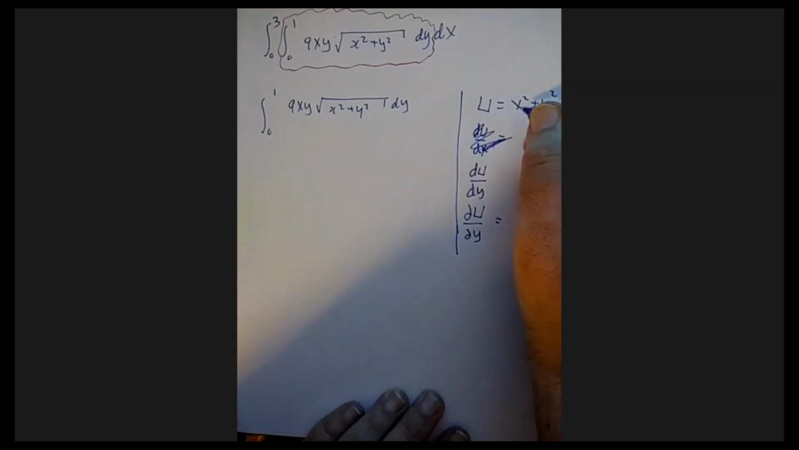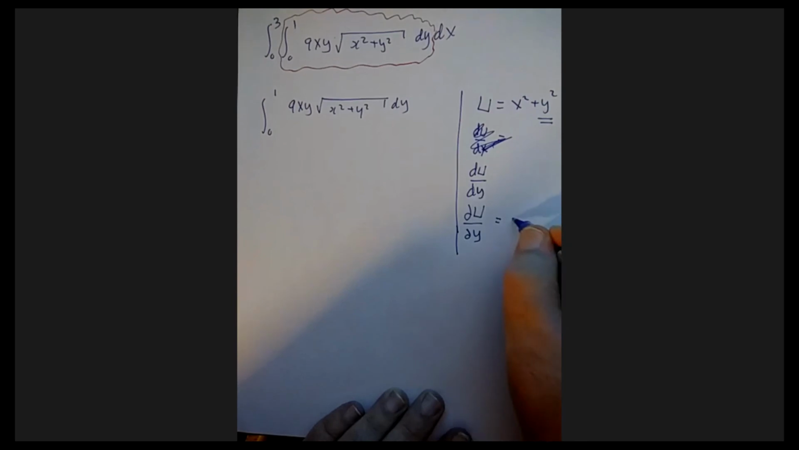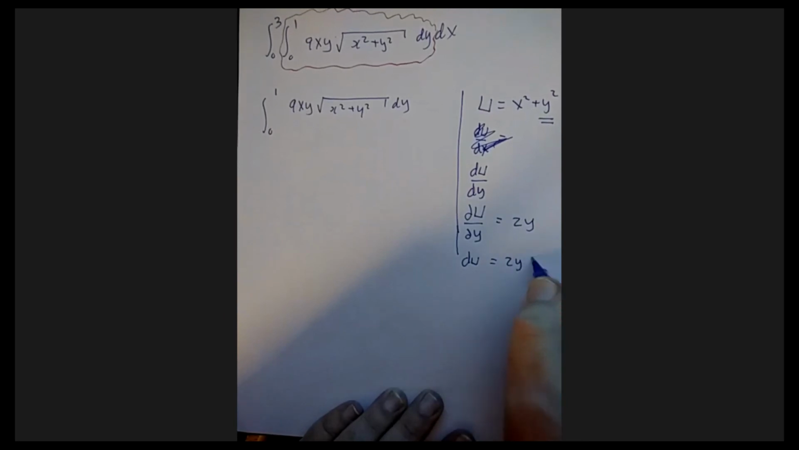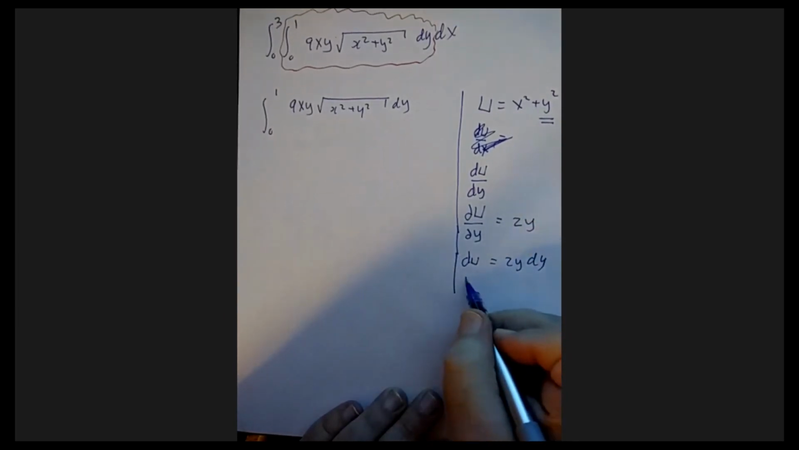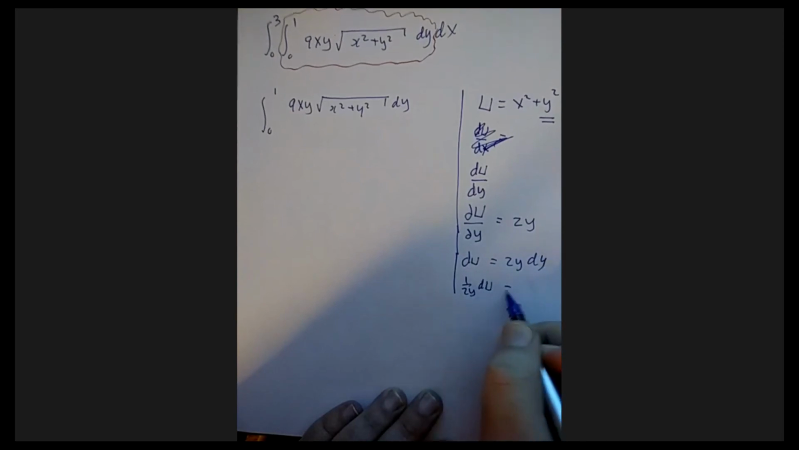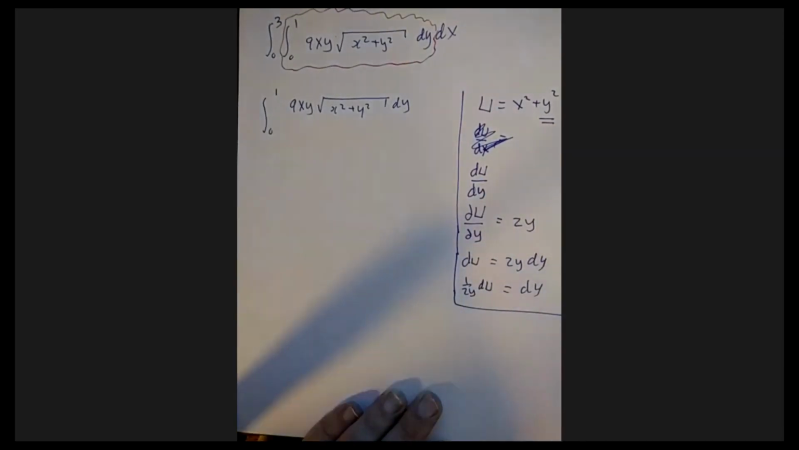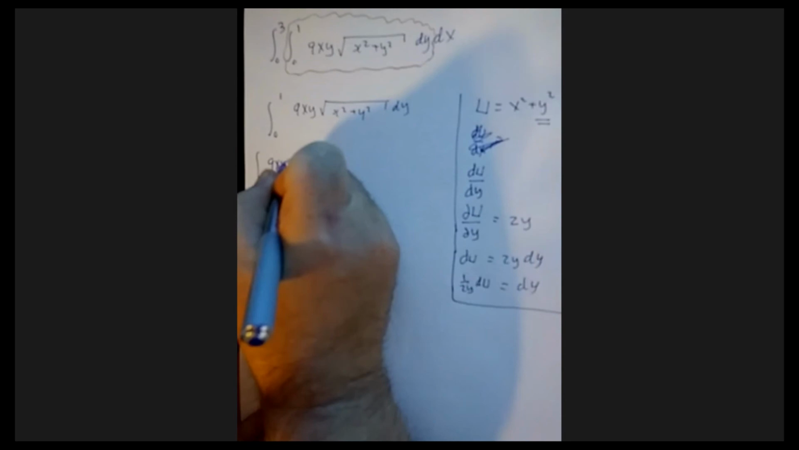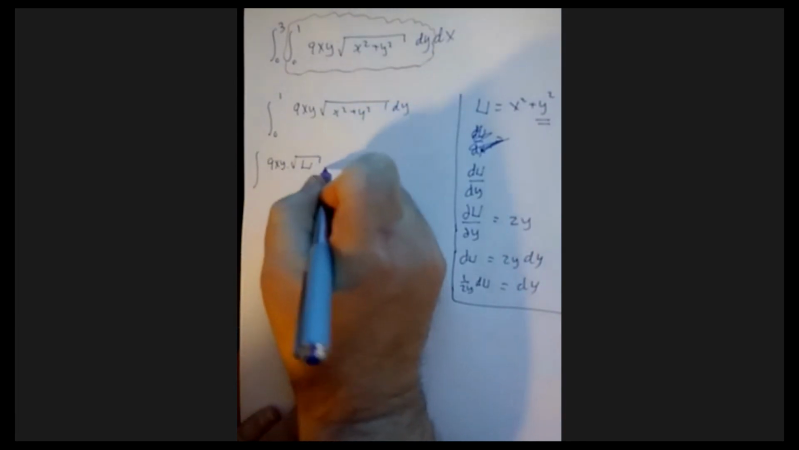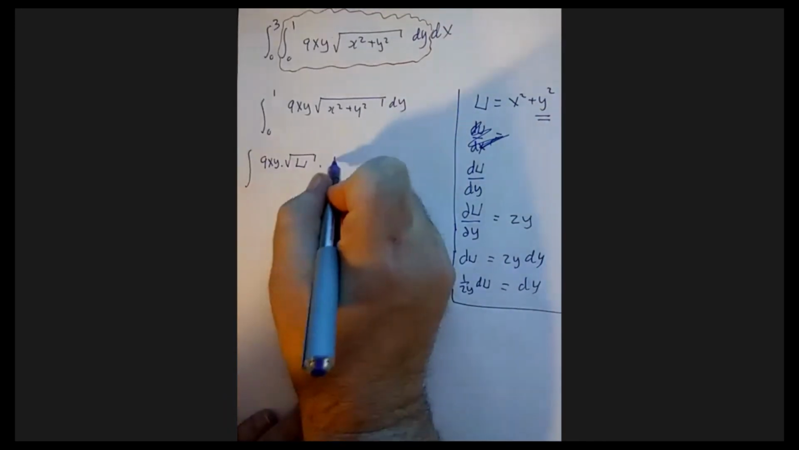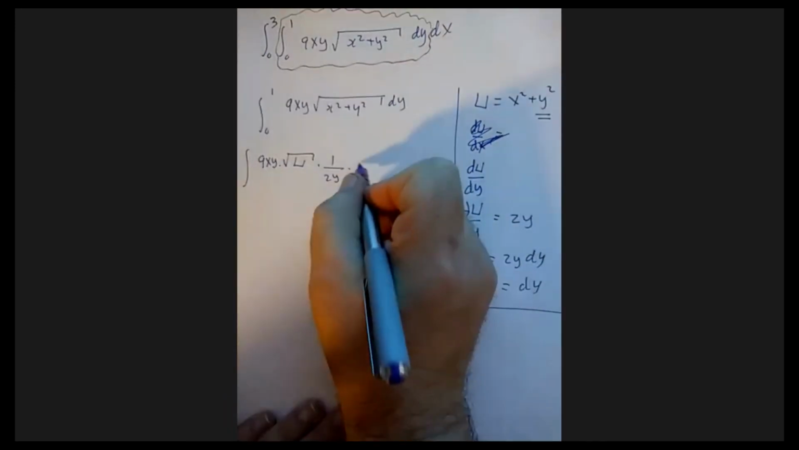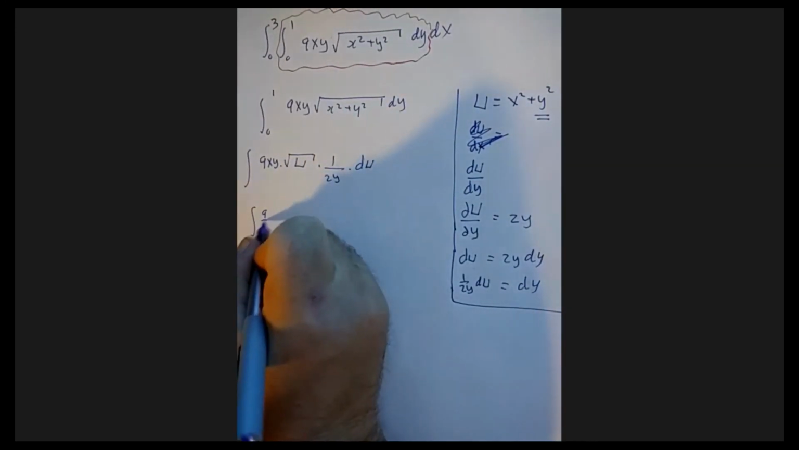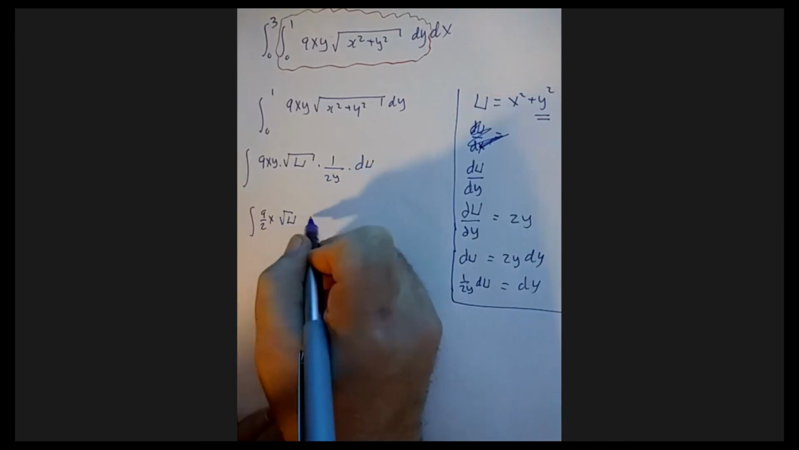In this case, with respect to y, doesn't x squared get you nothing? So all you get is 2y. And so du is 2y dy, and 1 over 2y du gets me a dy. And that's how I set up my u sub questions. So this now becomes the integral of 9xy, the square root of u, and 1 over 2y du. So I now have, cancel out the y's, 9 over 2x, the square root of u, du.